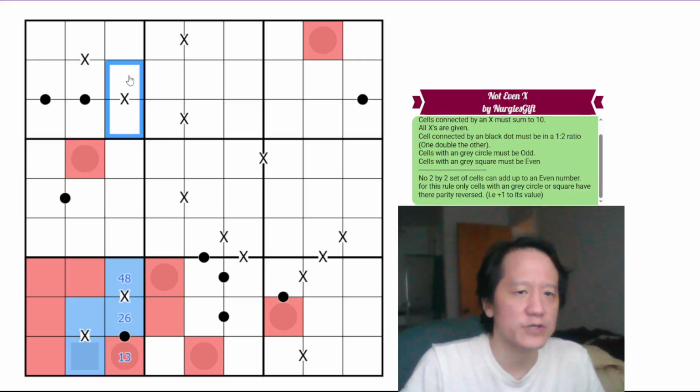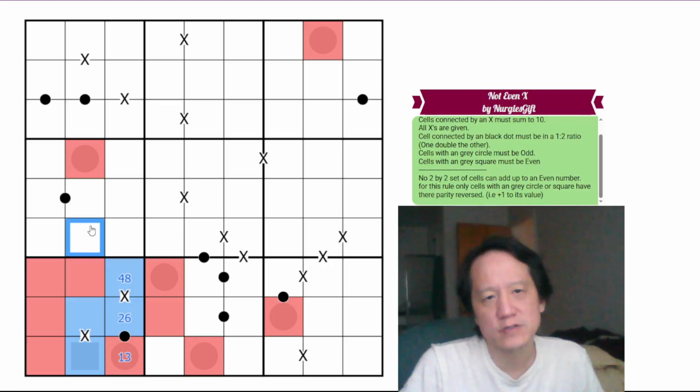Can this ever be 2 evens? If this were 2 evens, you would have 2 other evens at most in the box. I guess this could be 2 evens.